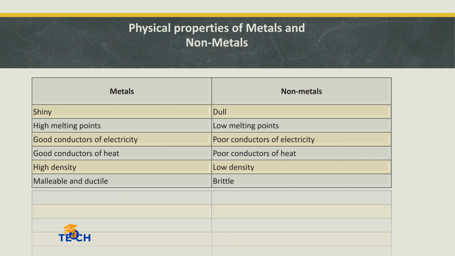Some elements have properties that are not typical. For example, mercury, a metal, has a low melting point and exists as a liquid at room temperature. Graphite. A form of carbon, a nonmetal, has a high boiling point and is also a good conductor of electricity.